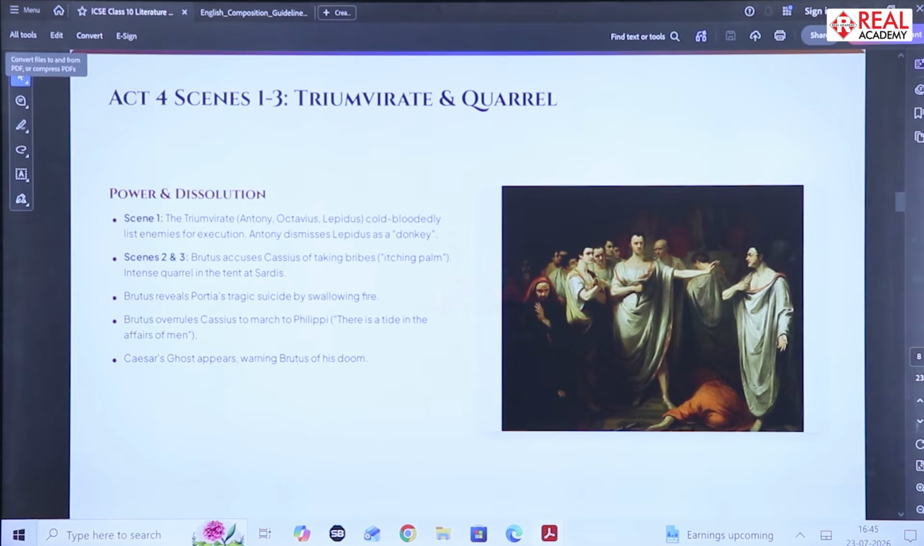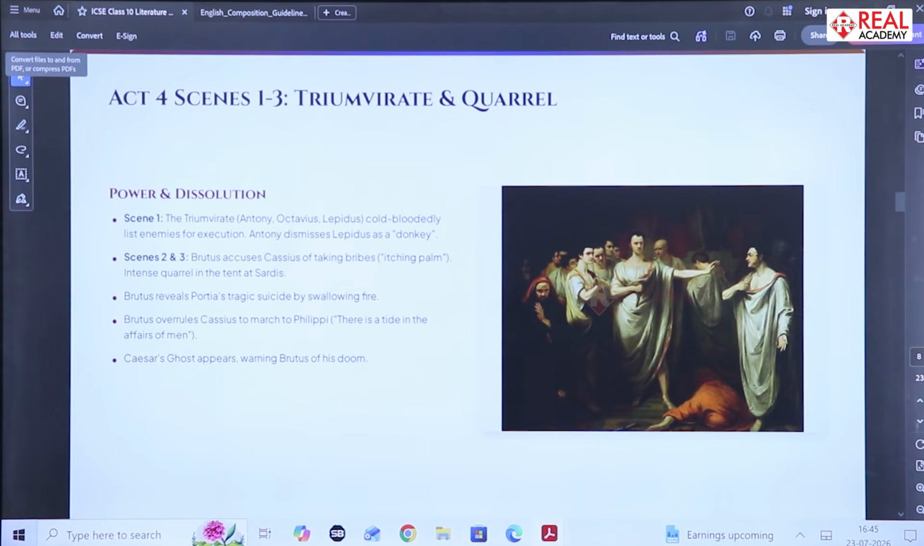The three leaders begin preparing a list of people who must be executed because they are considered enemies of the new government. They discuss the names one by one. Antony even agrees that Lepidus' own brother should be included on the death list if Lepidus agrees to include Antony's nephew. This shows that political power has become more important than family relationships.